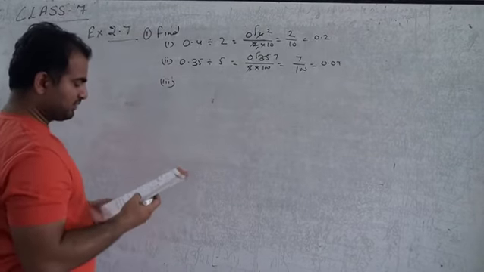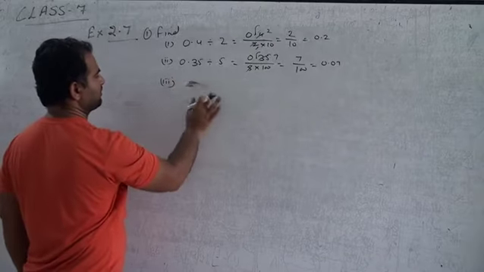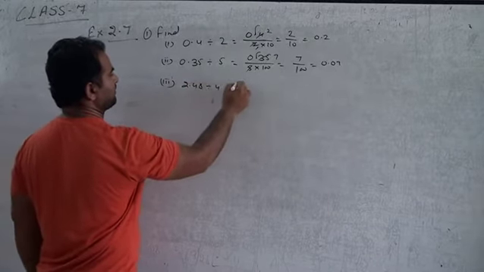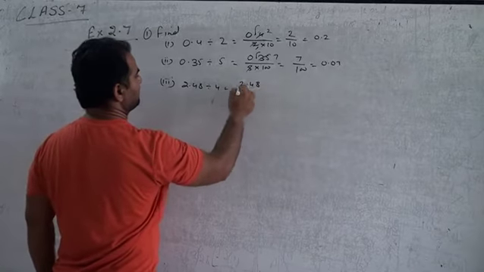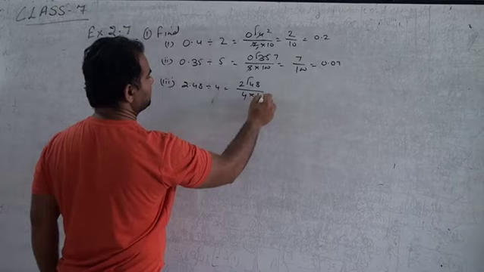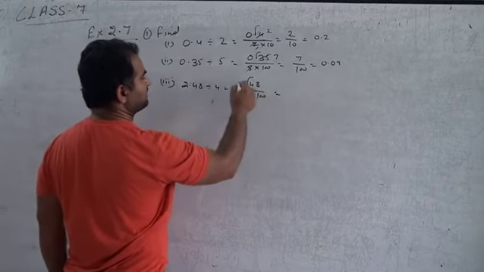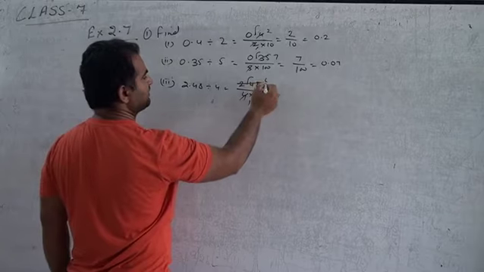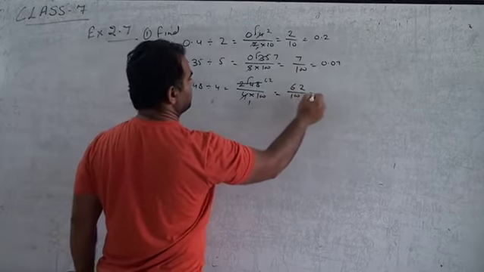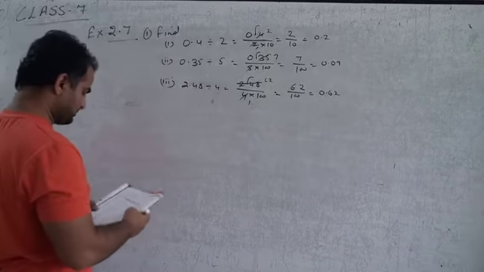Third is 2.48 divided by 4, or we can say 2.48 upon 4. When we remove the decimal, it will get us 100. So when we divide it by 4, 4 ones are 4, 4 6 are 24, and 4 2s are 8. It will be 62 by 100, or we can write it 0.62. Done.